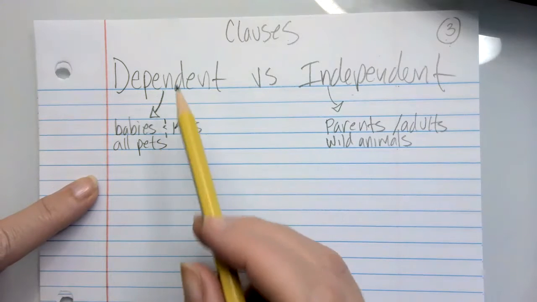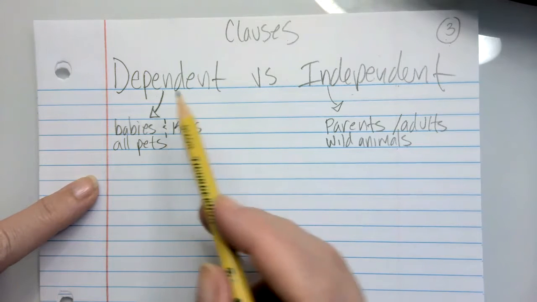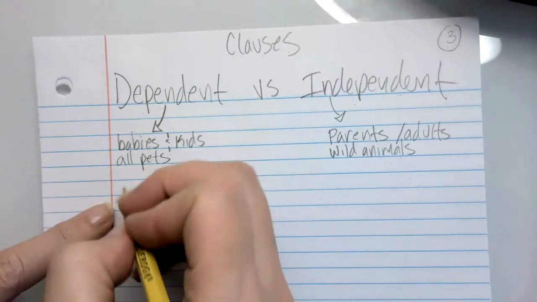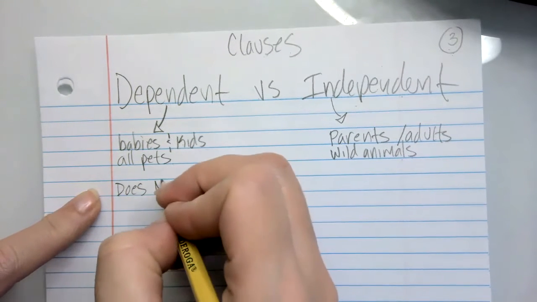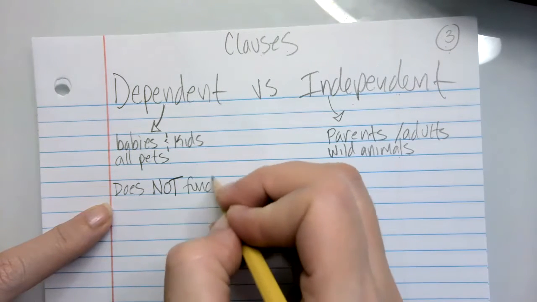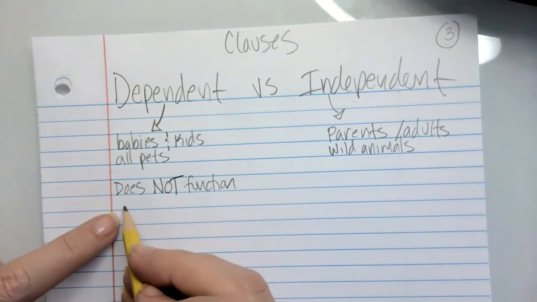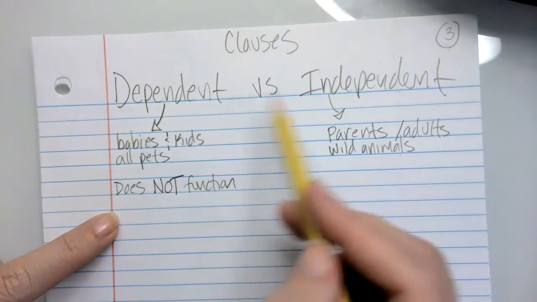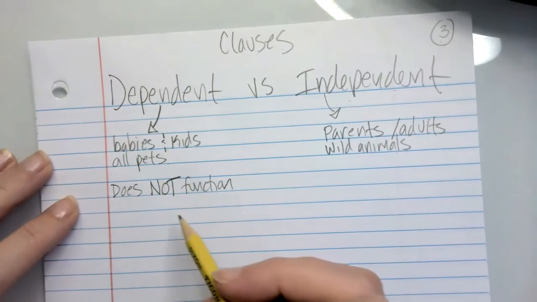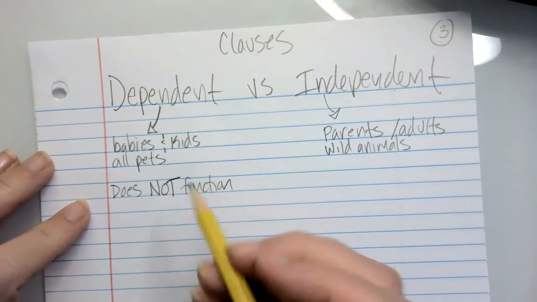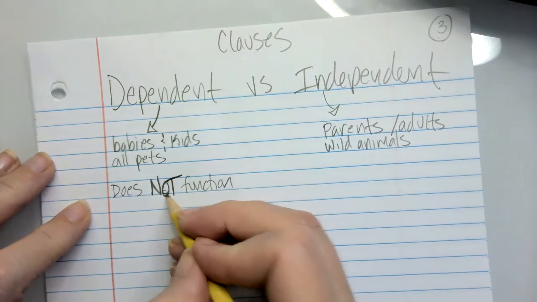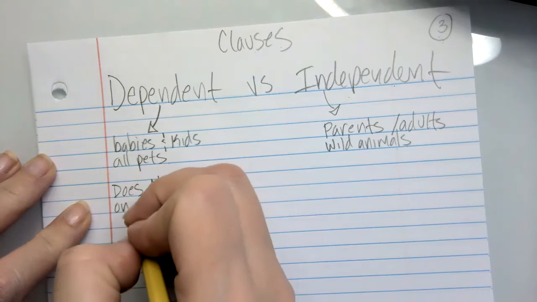So when we think about grammar and we're talking about a dependent clause, we're not talking about a baby or a pet. We're talking about something that does not, notice the capitals, function. Notice how I'm going to go down below. This is a note-taking strategy. Do you see how I'm doing kind of columns here? Something versus something else. I'm using arrows, white space, capitals, and I'm going to bold it. Bolding is good, okay? Does not function on its own.